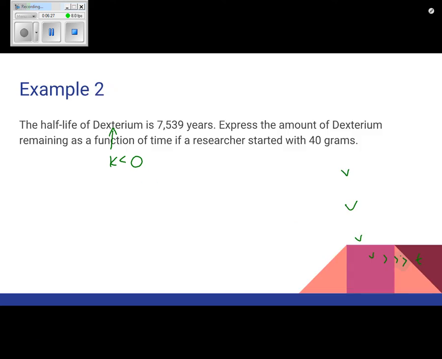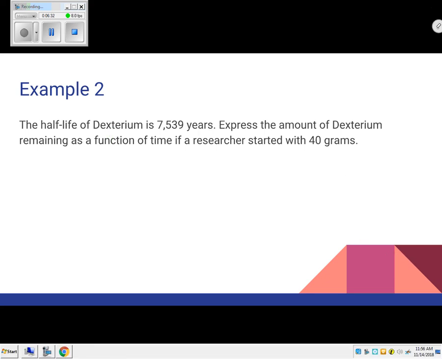So I just made up an element here. I call it dexterium. And so it has a half-life of 7,539 years. In case you don't know what half-life is, it's the amount of time required for any given substance to decay by 1/2. So after 7,539 years, if however much dexterium I have, it's decayed, it's rotted out, whatever happens to it, by half. Okay.